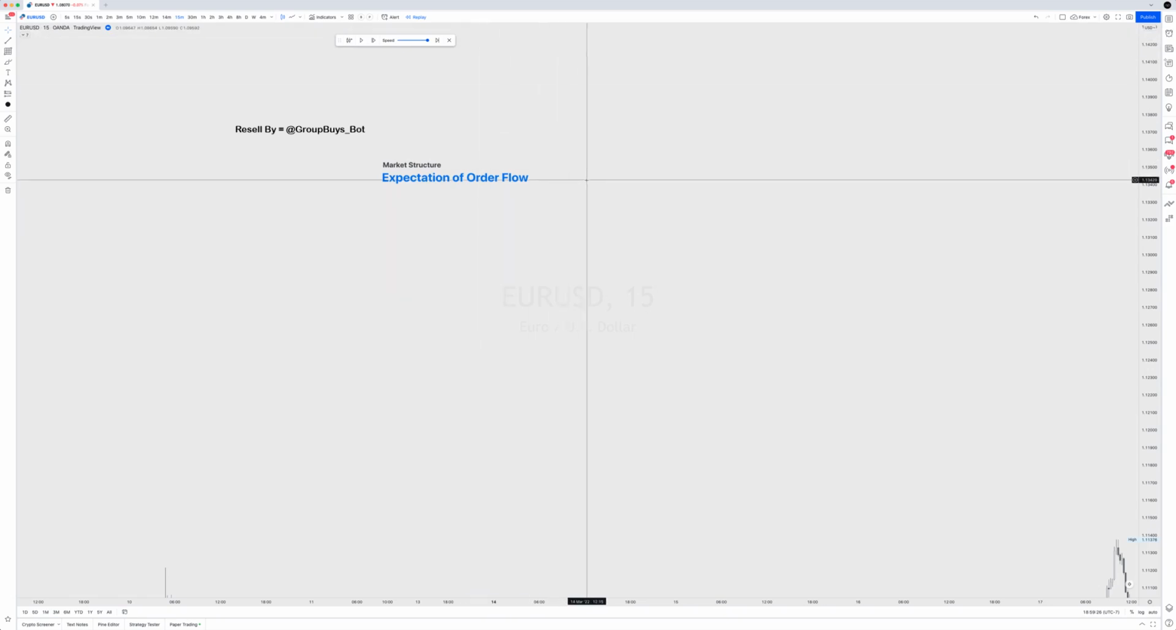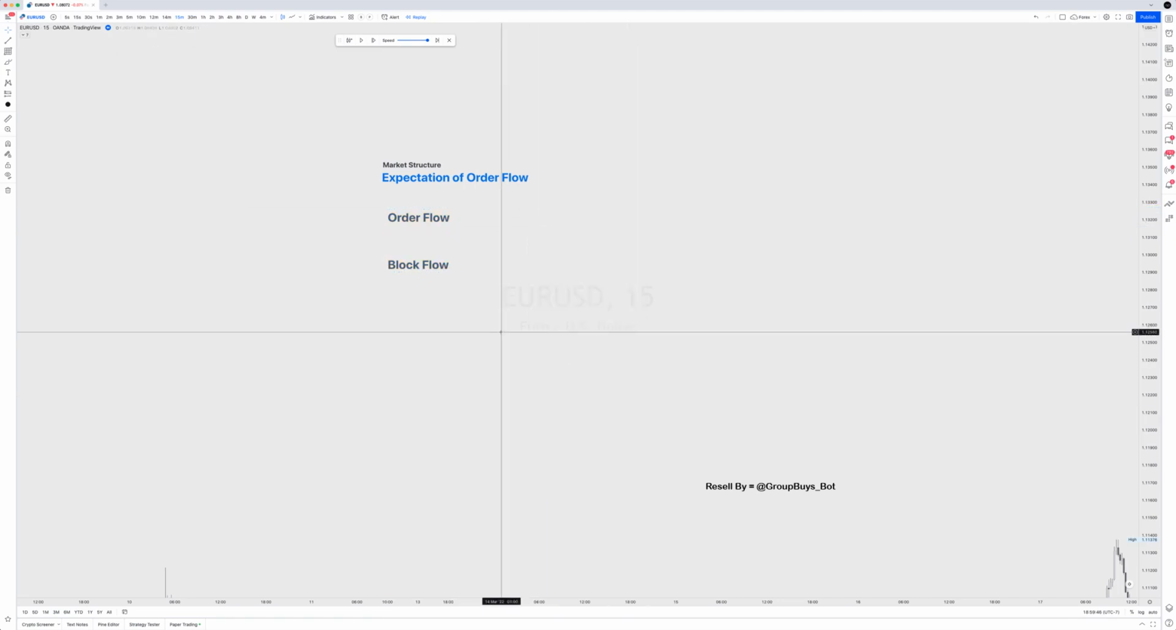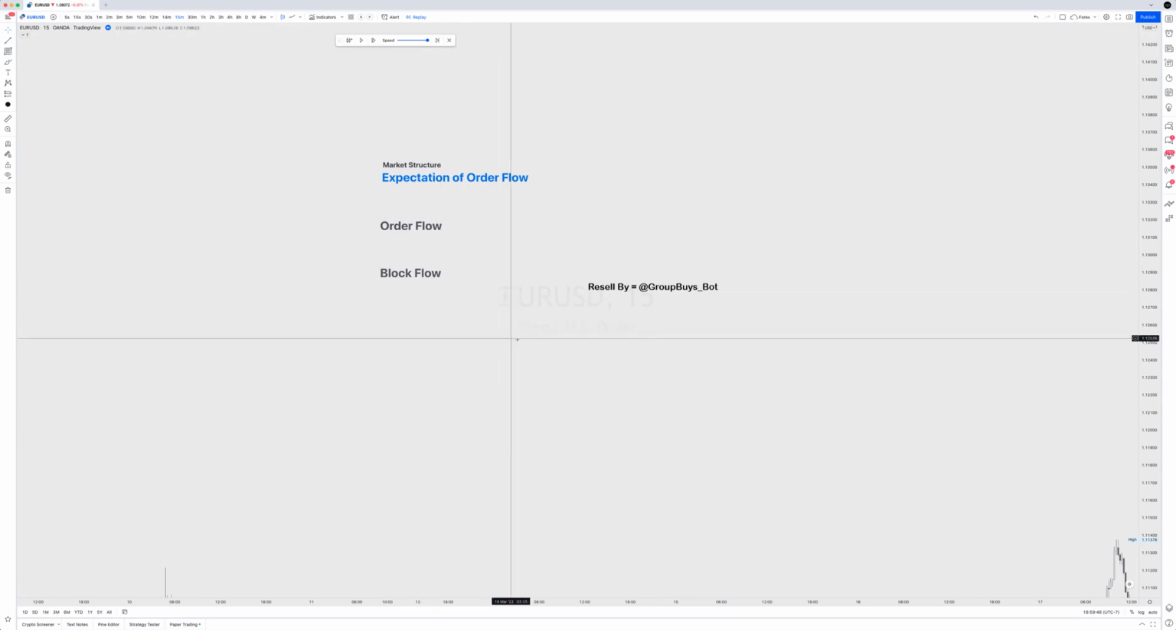All right, this video, you guys, is going to be on expectation of order flow. There's going to be two things that we talk about. One is going to be order flow, and the other is going to be block flow. These two concepts are similar but different enough that we need to talk about them.